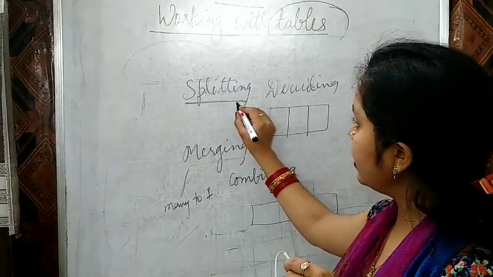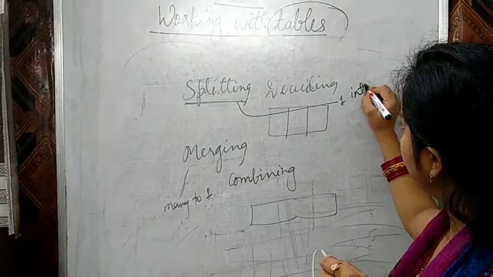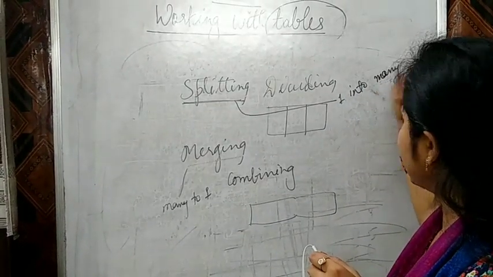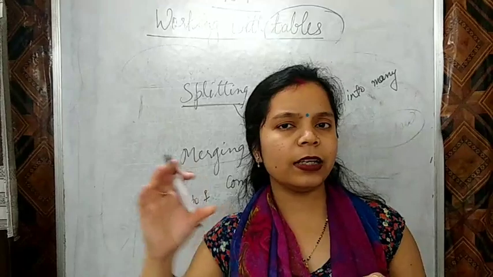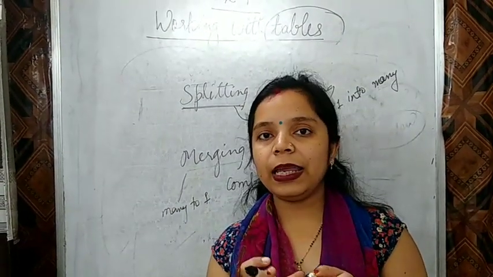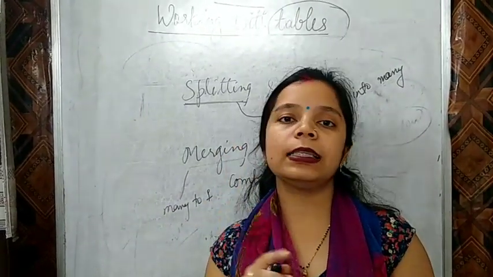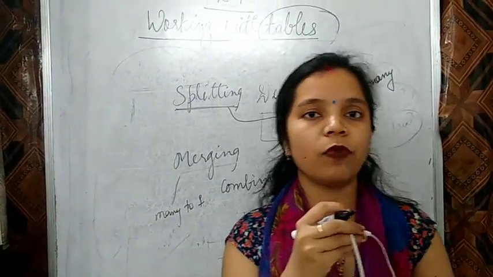one, and this splits one into many. So splitting means dividing a single cell into many small cells, and merging means combining 1, 2, 3 or many cells into a single cell. That is known as merging. Now see how you will do this.